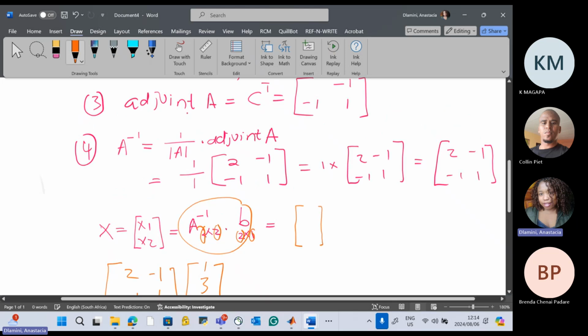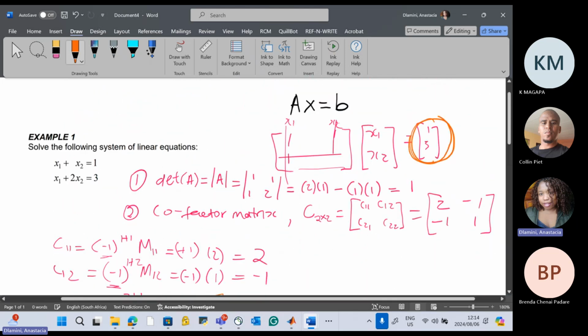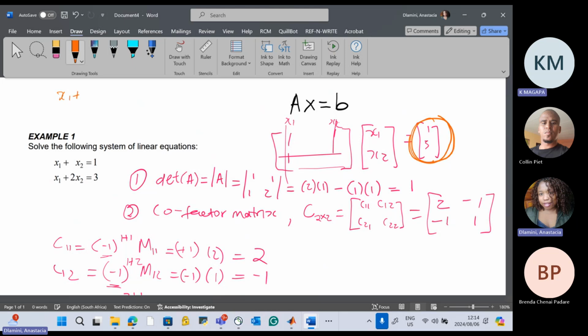Guys, remember I said, I'm saying this because some of you will write it wrong. x1 plus 2x2 minus 3 is equal to 0. If the system comes like this, fix it and write x1 plus 2x2 is equal to 3.